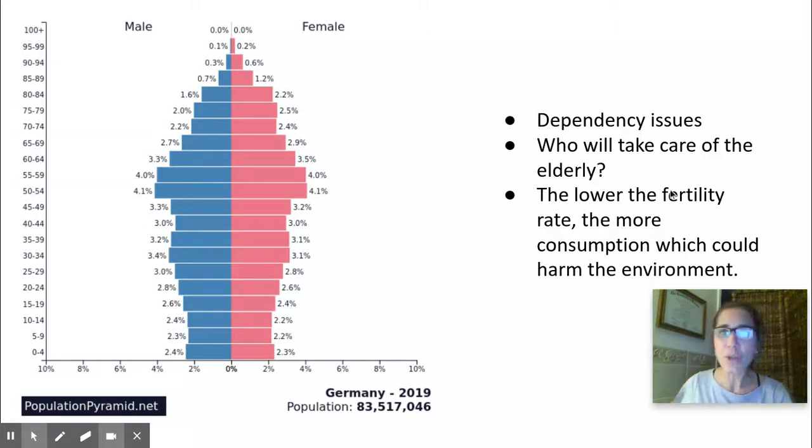Also, you know that the fewer children that families have, the more they consume. So that's going to be a strain on the environment.